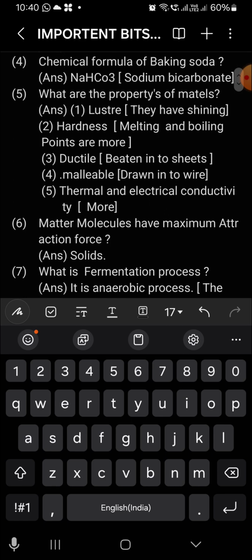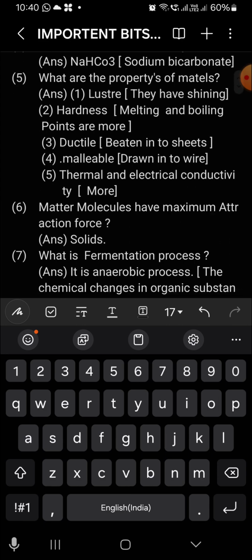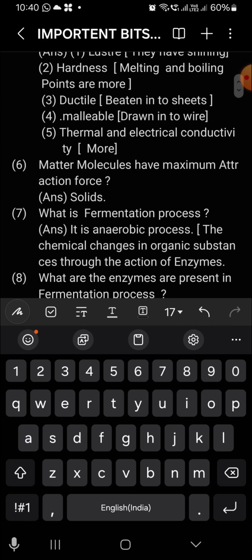Next one. What are the properties of metals? Lustre, it means when you polish it, it becomes shining. Hardness means the melting and boiling points are high. Next, ductility: when beaten, it becomes sheets and expands. Malleability: what is meant by malleability? It can be drawn into wires, for example aluminum and copper wires. So metals have malleability and ductility. Metals are also called good thermal and electrical conductors. In metals, the thermal and electrical conductivity is high.